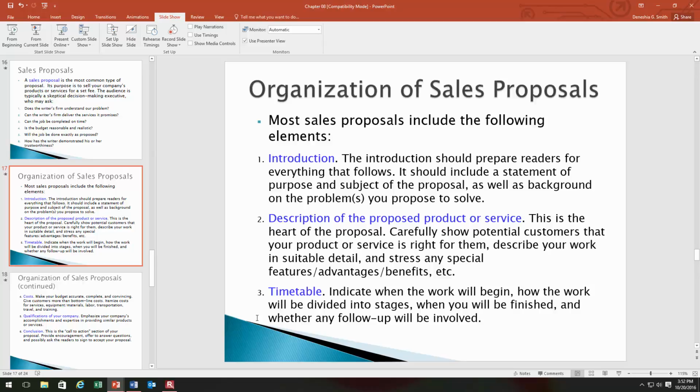Carefully show potential employers that your product or service is right for them. Describe your work in suitable detail and stress any special features, advantages, or benefits. You also want to include a timetable. Indicate when the work will begin, how the work will be divided into stages, when you will be finished, and whether any follow-up will be involved.